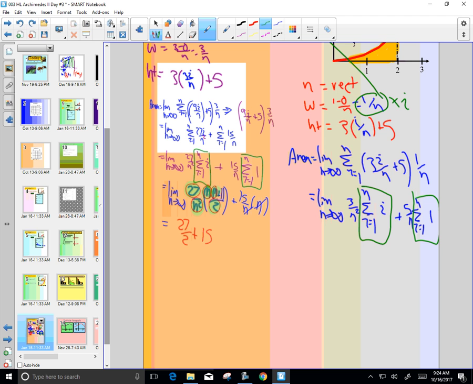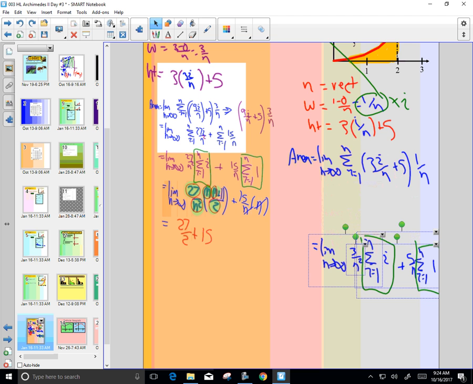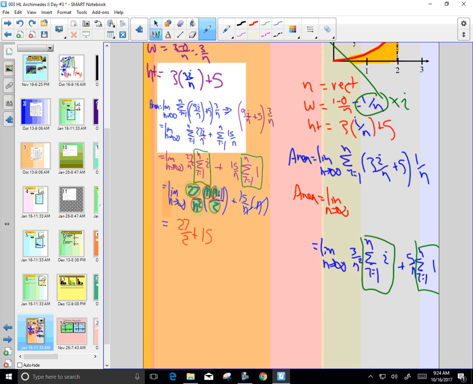If that step was too abrupt, let's do the in-between one. Area equals the limit as n approaches infinity of the sum as I goes from 1 to n of 3I over n squared, plus the sum as I goes from 1 to n of 5 over n. And then whatever the constants were, I pulled out. 3 gets pulled out, n squared gets pulled out. 5 gets pulled out, 1 over n gets pulled out.